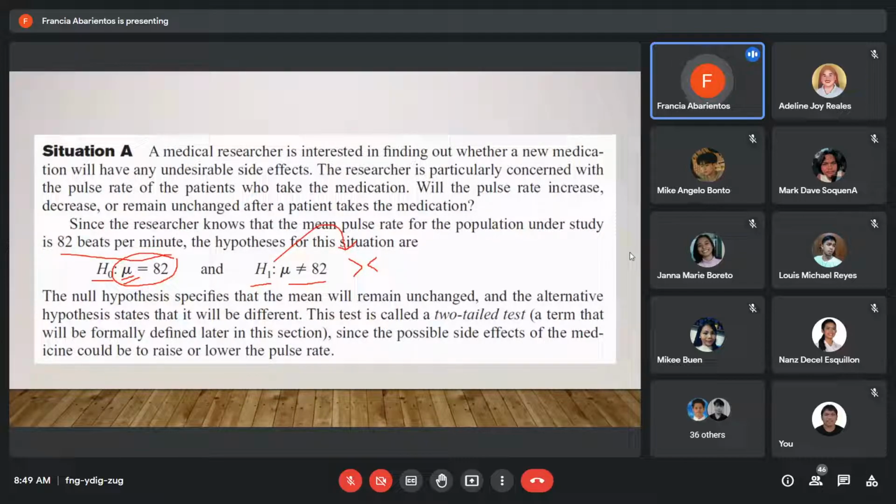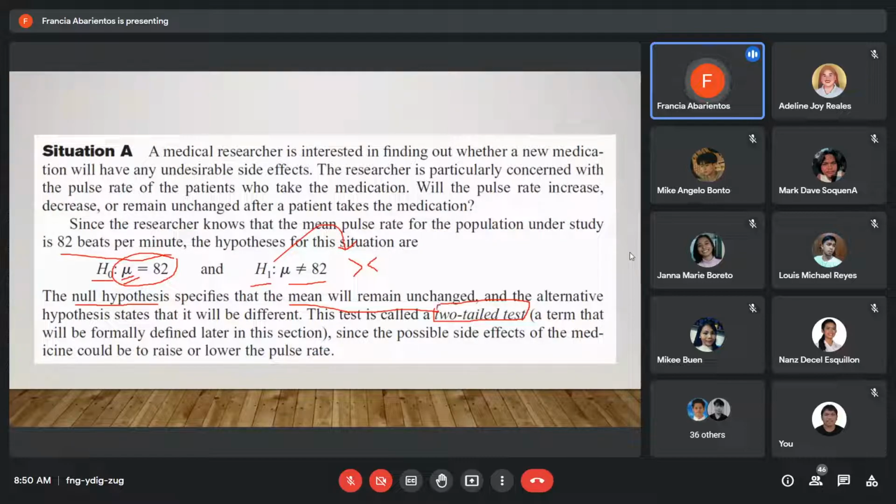So the null hypothesis specifies that the mean will remain unchanged. Okay? Take note of that. Yan yung palagi nating null hypothesis in this given problem. Okay? Mean will remain unchanged. Therefore, yung alternative hypothesis natin states that it will be different. Okay. In this given situation, this test is called a two-tailed test.